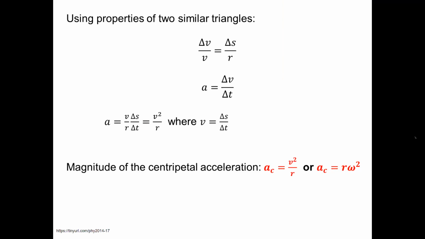All right, so that's how these two expressions are derived. Your centripetal acceleration has a magnitude of v squared over r, or r times omega squared. Again, these two expressions give you the magnitude. And the direction of the acceleration should always be pointing towards the center of the circle, as indicated by the name.